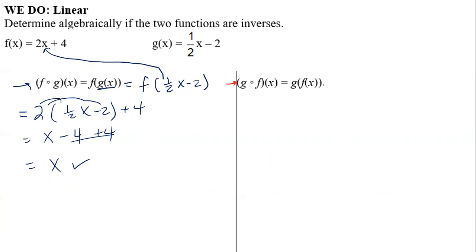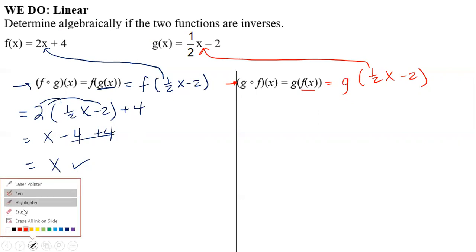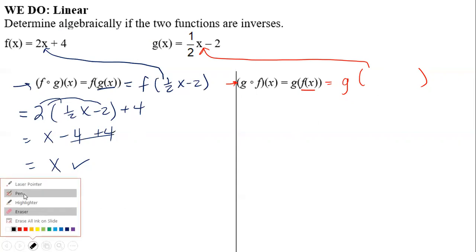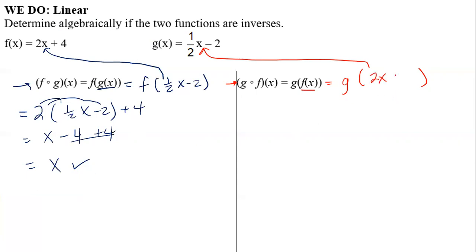Now we're going to do the g of f. G composed of f. So now I'm substituting f of x in for x in g. So g of 1/2 x minus 2. So where x is, which is here, I'm now plugging in. I put the wrong thing, y'all. Oopsie. I'm now plugging in 2x plus 4. So that equals 1/2 times 2x plus 4 minus 2.